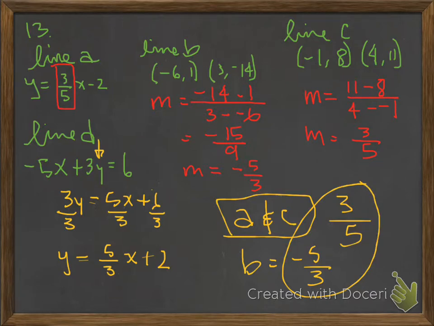And then I have line D, which has a slope that involves the same numbers, 5 and 3, but is not an opposite reciprocal of either of those, nor is it the same as either of those. So I would say lines A and C are parallel since they have the same slope, and line B is perpendicular to A and C because those slopes are opposite reciprocals, and line D is neither parallel nor perpendicular.